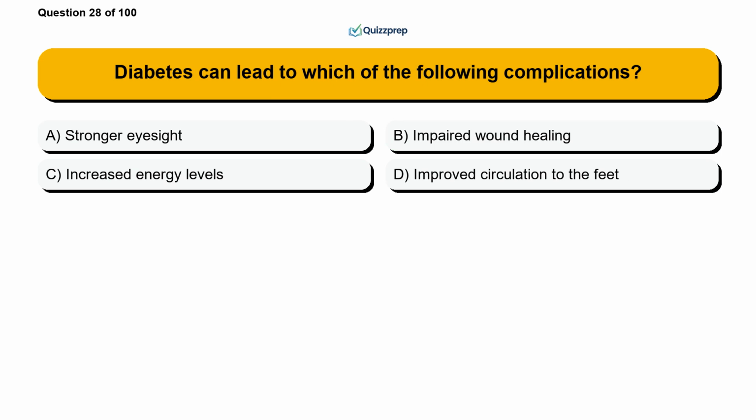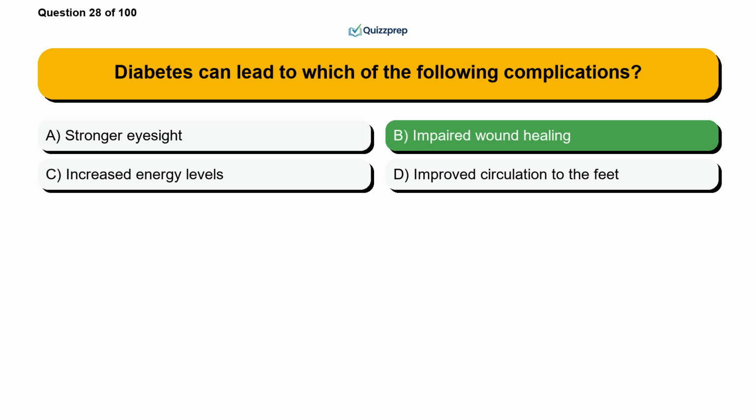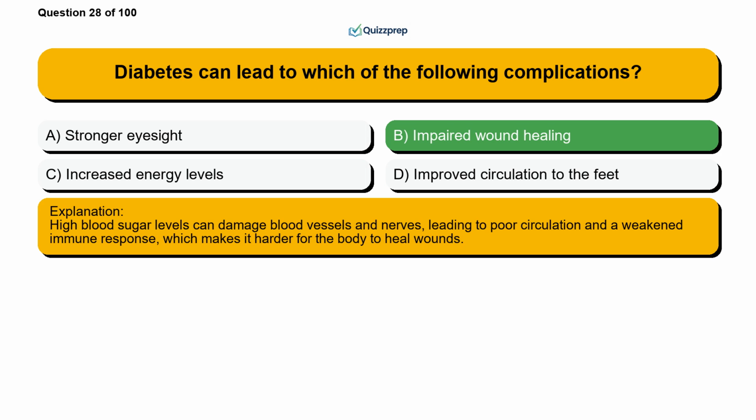Question 28. Diabetes can lead to which of the following complications? Option A, stronger eyesight; option B, impaired wound healing; option C, increased energy levels; option D, improved circulation to the feet. The correct answer is option B, impaired wound healing. High blood sugar levels can damage blood vessels and nerves, leading to poor circulation and a weakened immune response, which makes it harder for the body to heal wounds.